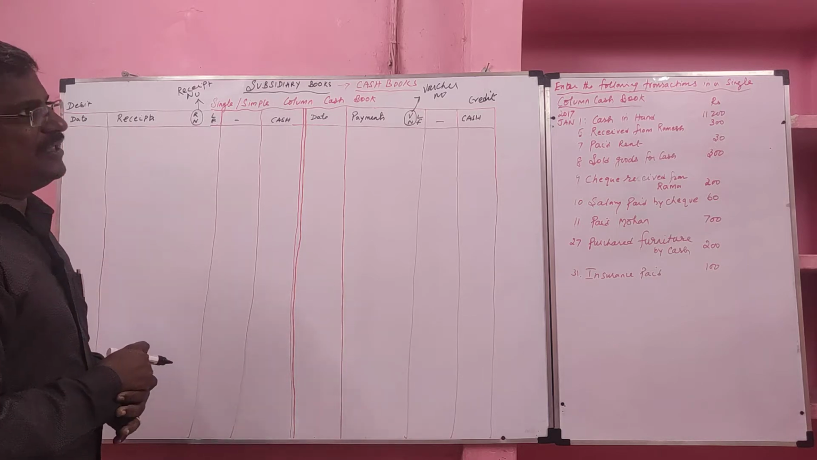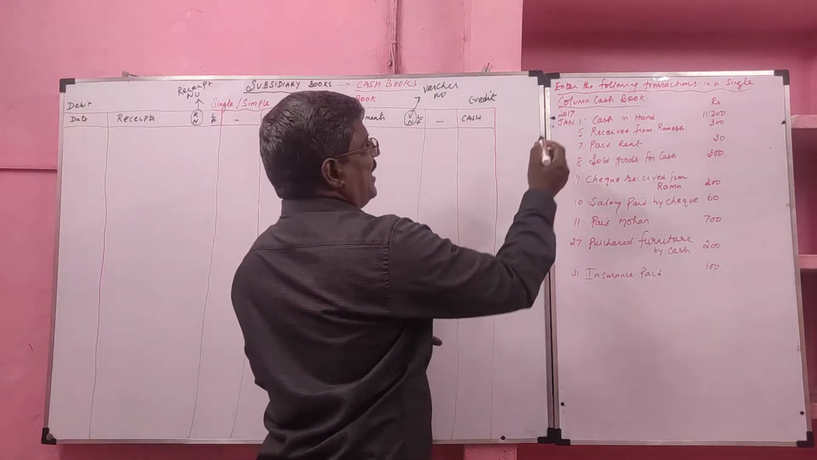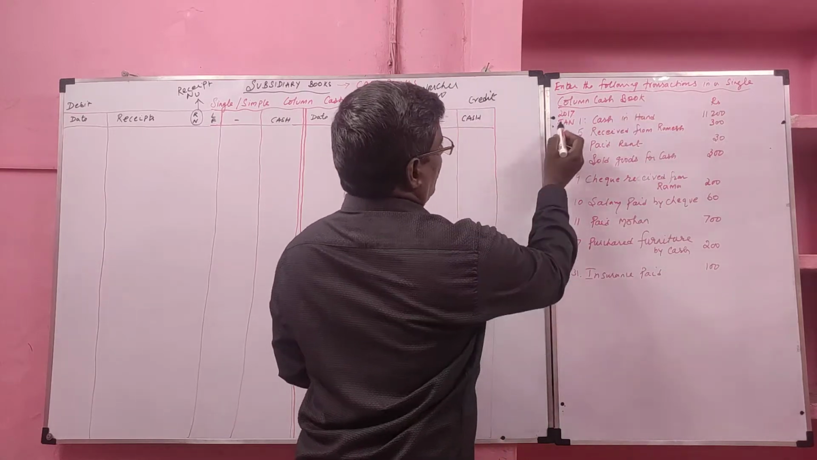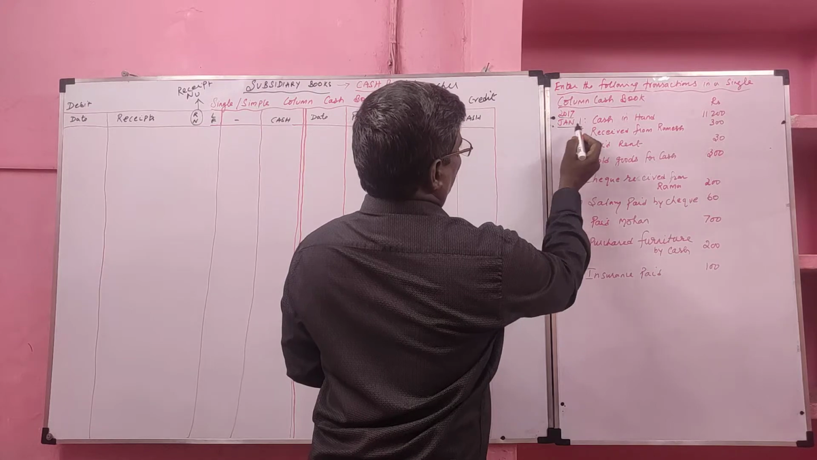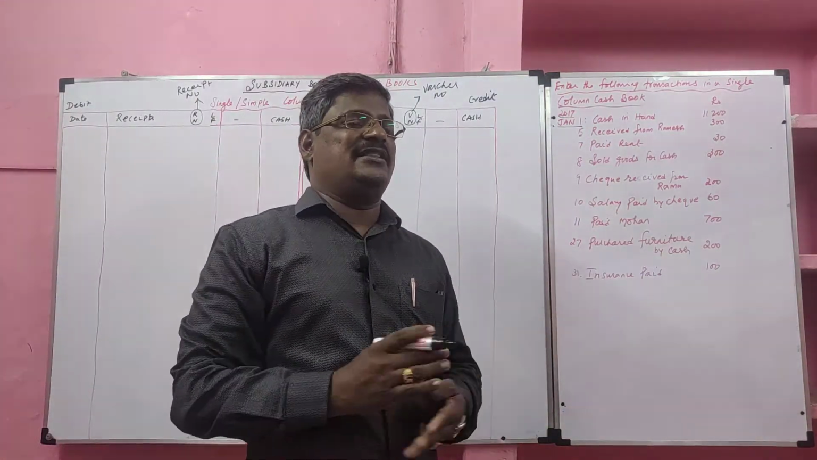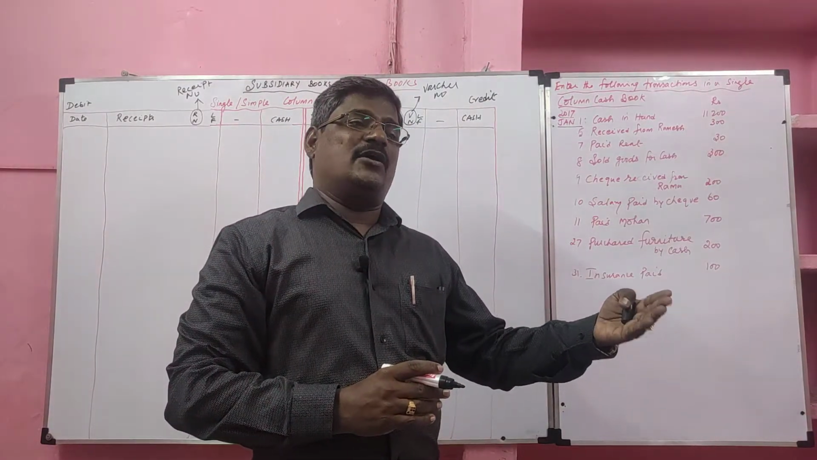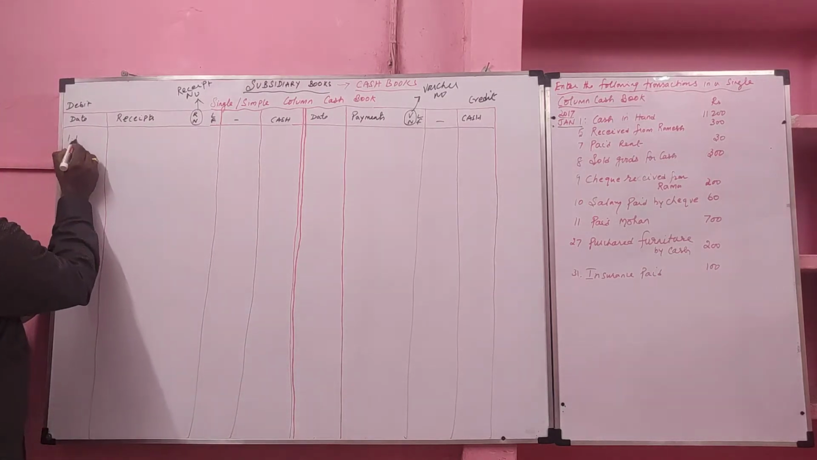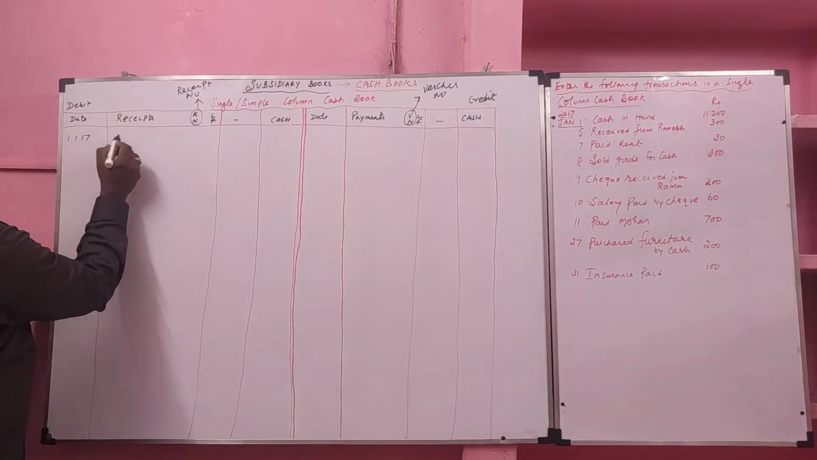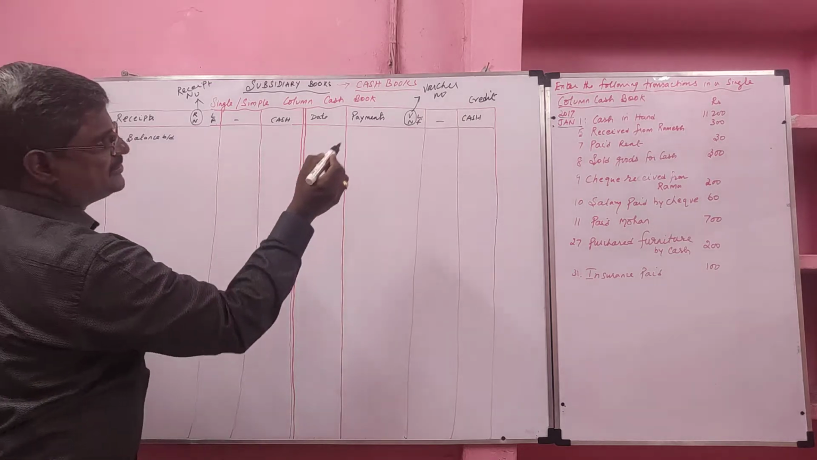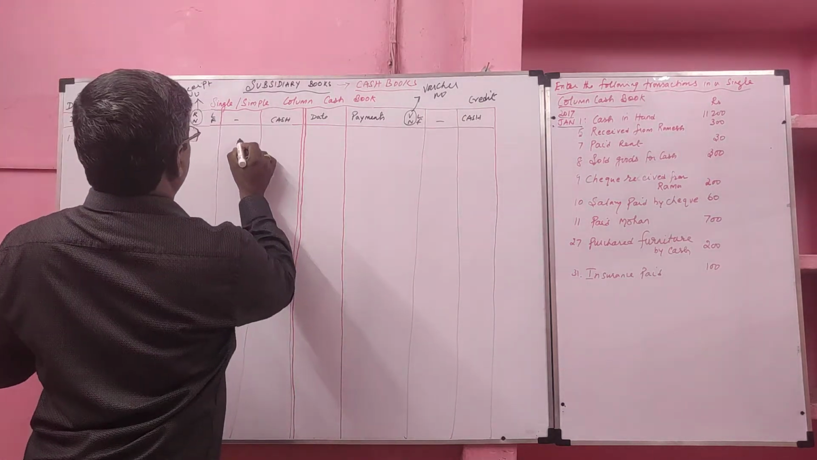Now we'll solve the problem. Enter the following transactions in a single column cash book. 2017 January 1st, cash in hand. Earlier I said cash book starts with the debit side with the opening balance of cash. So on 1st January 2017 it starts with the opening balance of cash. How much? 11,200.